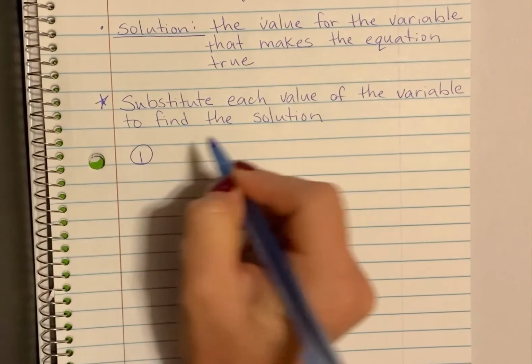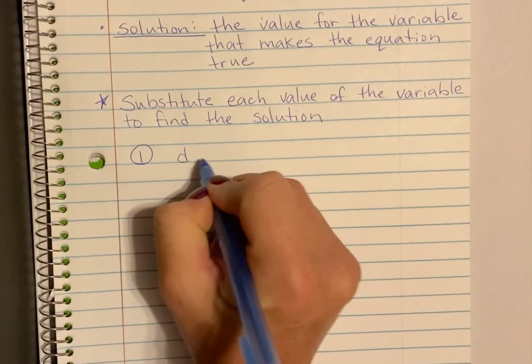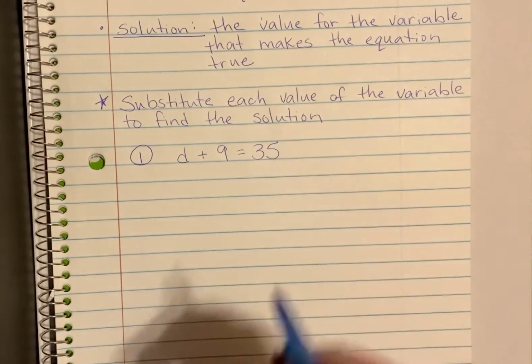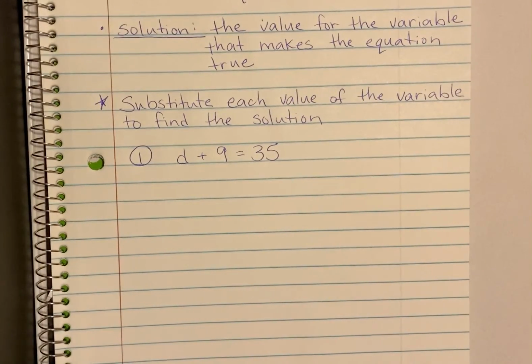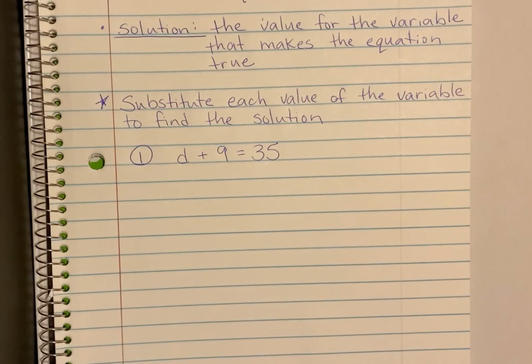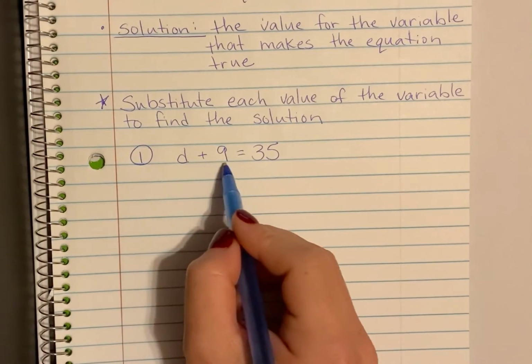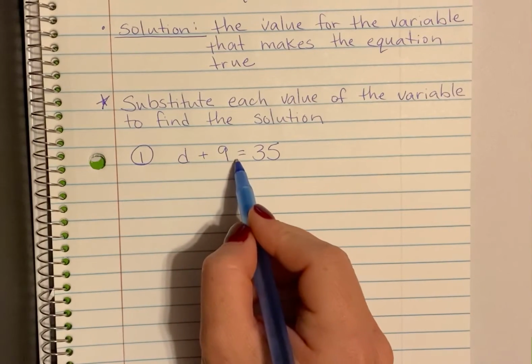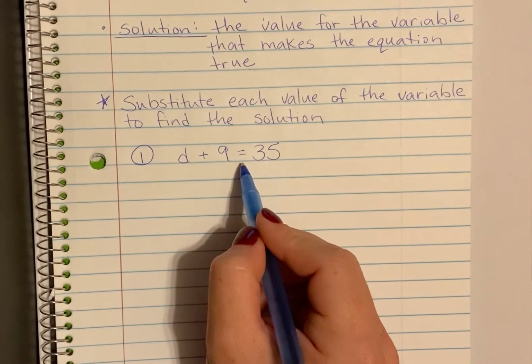Example 1. D plus 9 is equal to 35. So now you're seeing in equations, we're using equal signs. We still have operations, we still have numbers, we still have variables. But now we see equal signs in equations.